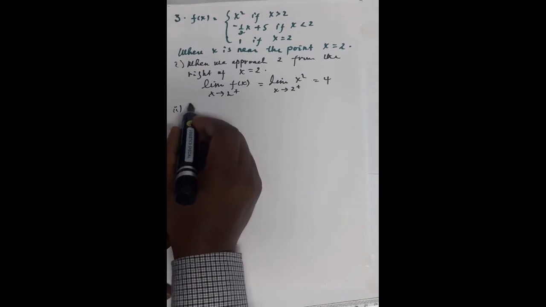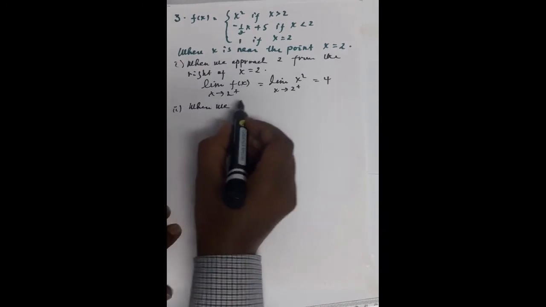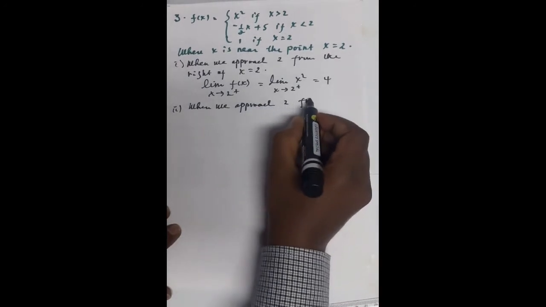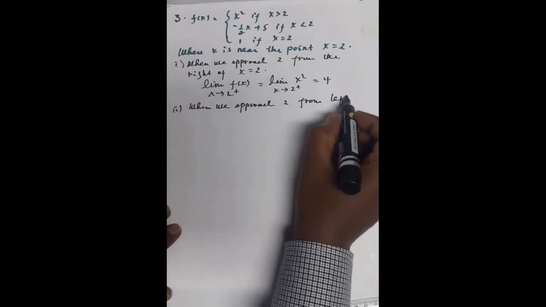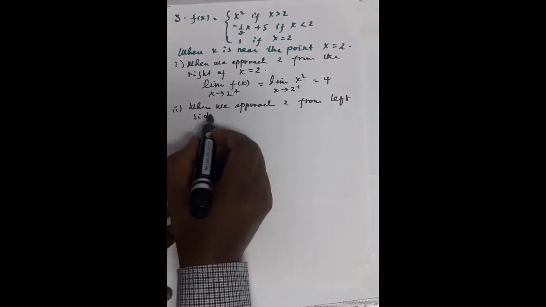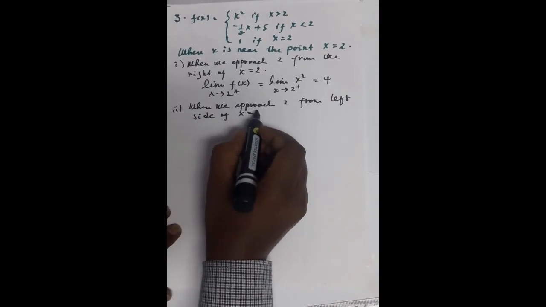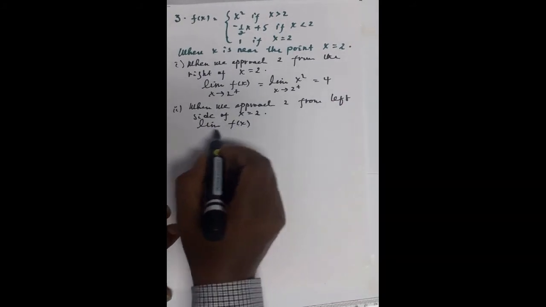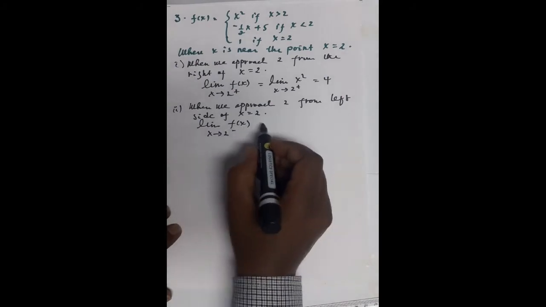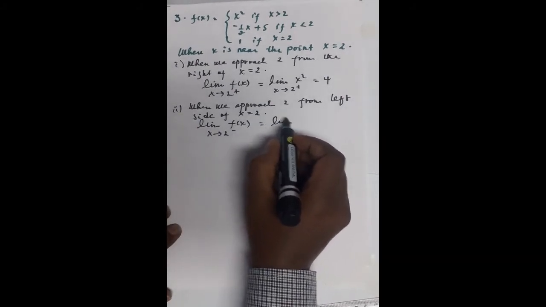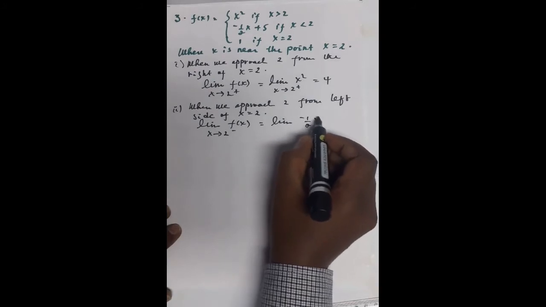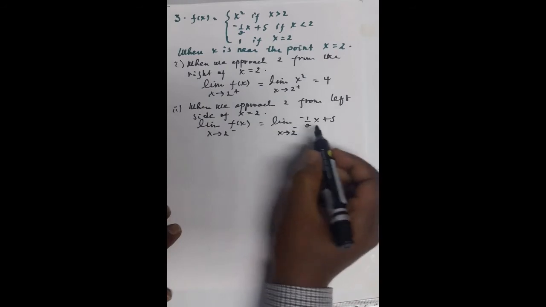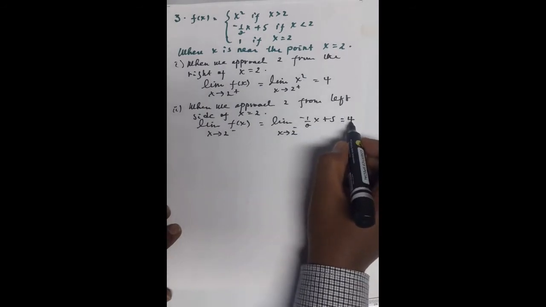When we approach 2 from the left side of x equal to 2, the limit of f of x as x approaches 2 from the left is equal to the limit of minus half x plus 5 as x approaches 2 from the left, which is equal to 4.